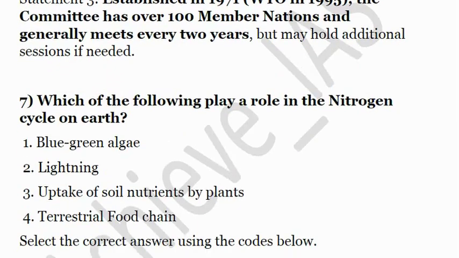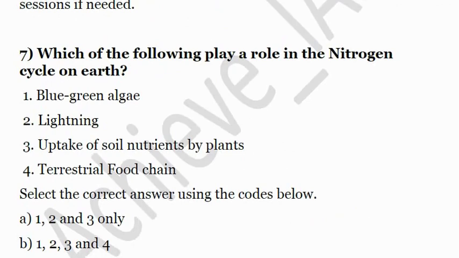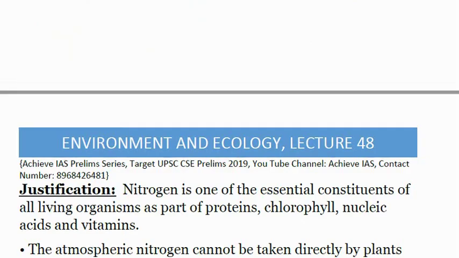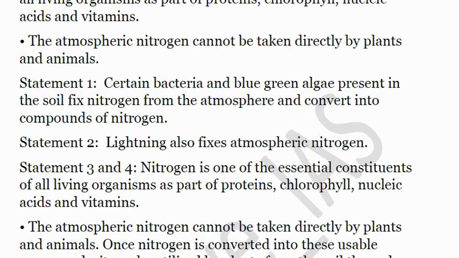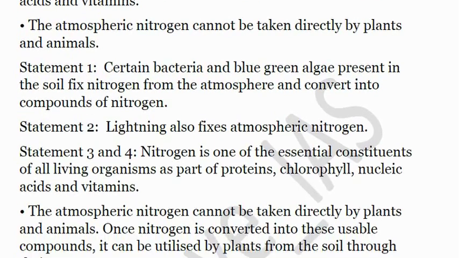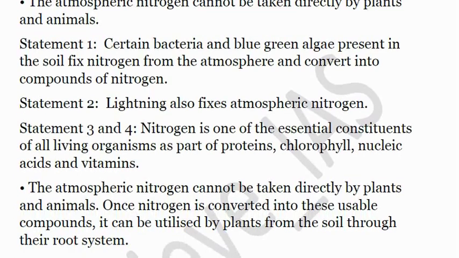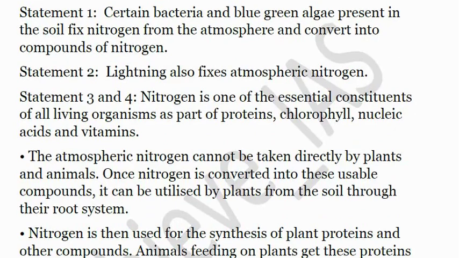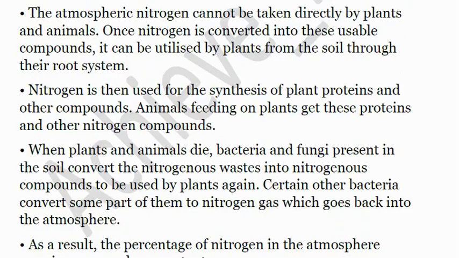Seventh question is, which of the following play a role in the nitrogen cycle on Earth? Friends, I think this is a repetition question, so sorry for that. I have already told you that all of these play an important role. So the answer, as you all know, is B, that is 1, 2, 3 and 4. I have already provided the explanation: the nitrogen cycle is a process through which nitrogen passes through various stages of the biosphere, that is aquatic life, atmosphere, and terrestrial life cycles.